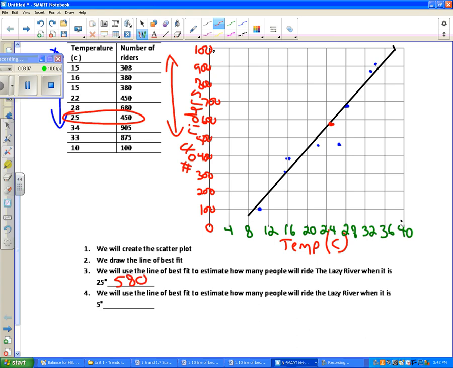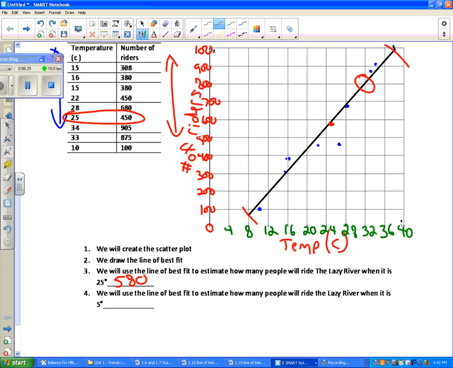Let's look at a mark that's not on here. Let's look at 32 degrees. If it's 32 degrees, according to my line of best fit, I should have 800 people riding it. That's interpolating. We are trying to draw a conclusion from anything that is inside of our graph, so inside of our days.